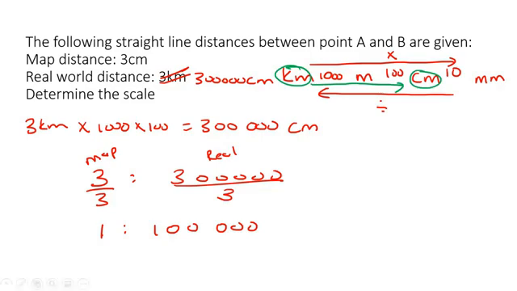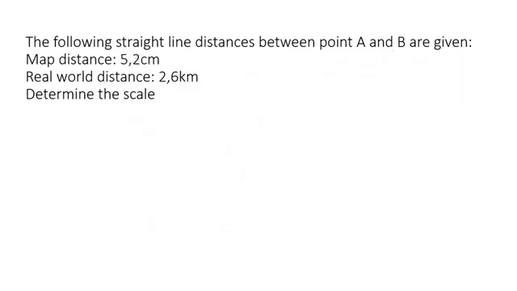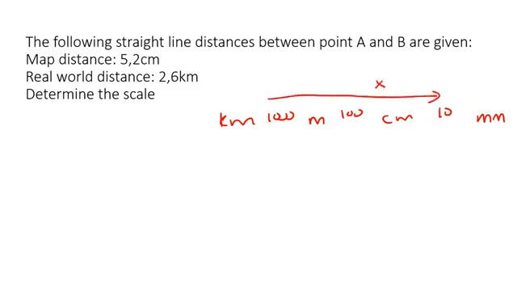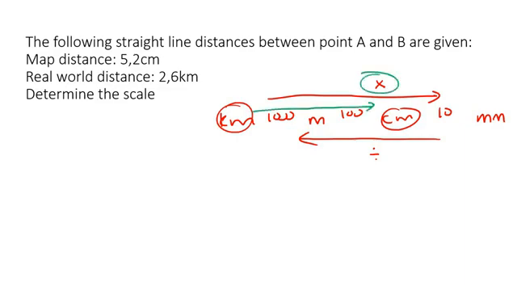Let's do one more example. So here we have the real world distance is 2.6 kilometers and the map distance is 5.2 centimeters. So let's do our conversion. So we've got kilometers, meters, centimeters, and millimeters. And then in between is 1,000, 100, and 10. So going this way, multiply. Going this way, divide. Okay, so we're going to go from kilometers to centimeters. So we are going to the right-hand side, and so we are multiplying.